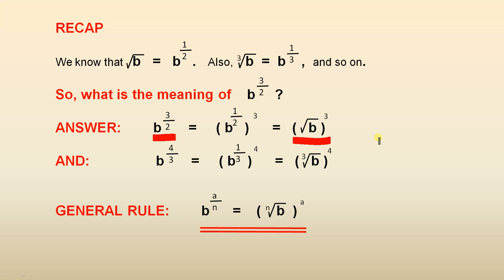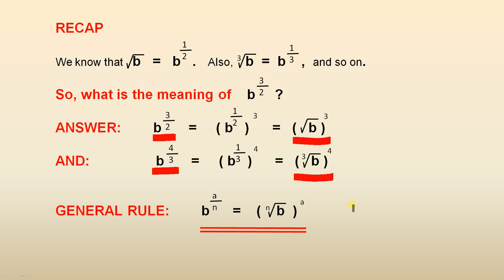And b to the power of 4/3. That's b to the power of 1/3, because of that 3, and that's all to the fourth power, because of that 4. So b to the 4/3 is b to the power of 1/3 raised to the power of 4. Now b to the 1/3 is the cube root of b raised to the power of 4. So b to the 4/3 is the cube root of b raised to the power of 4.